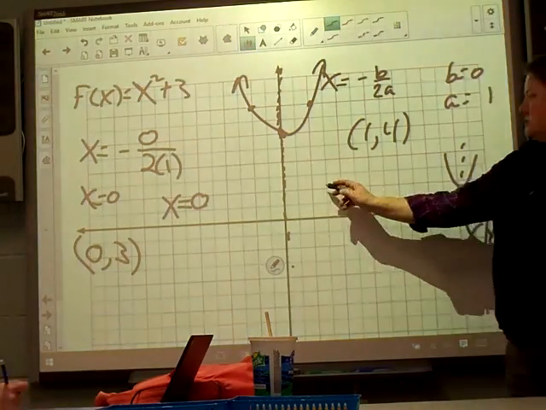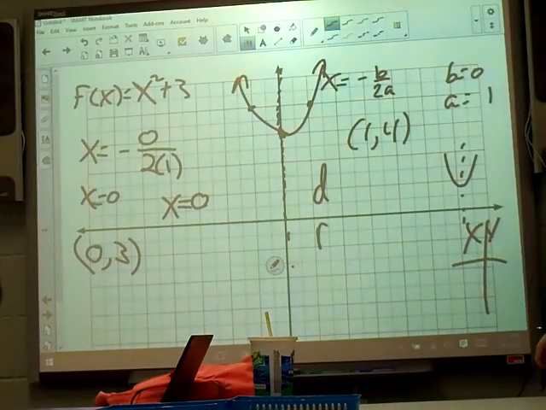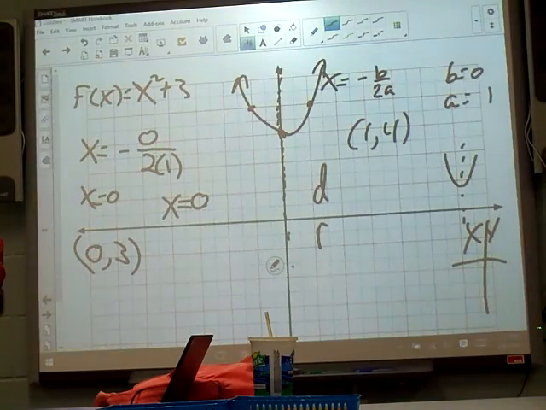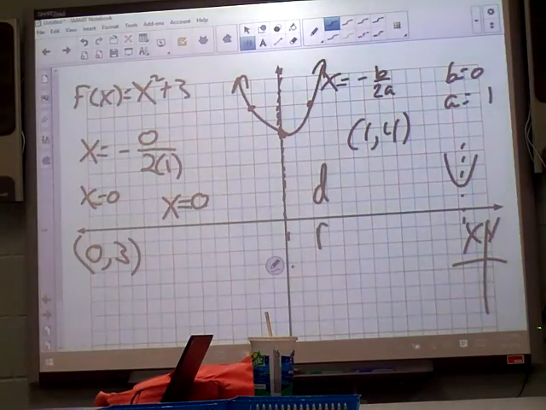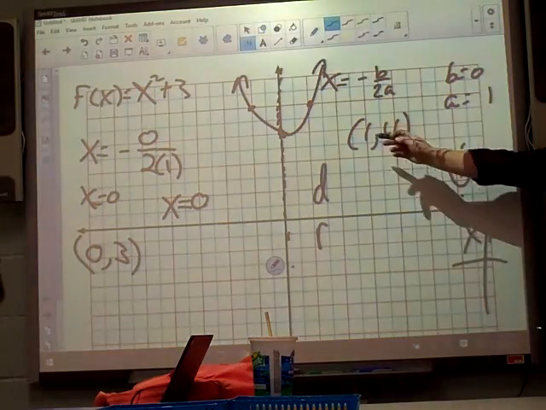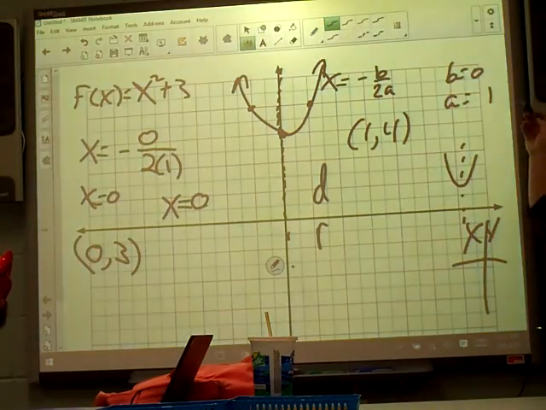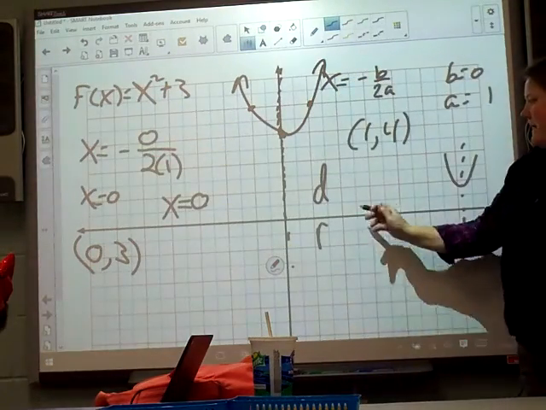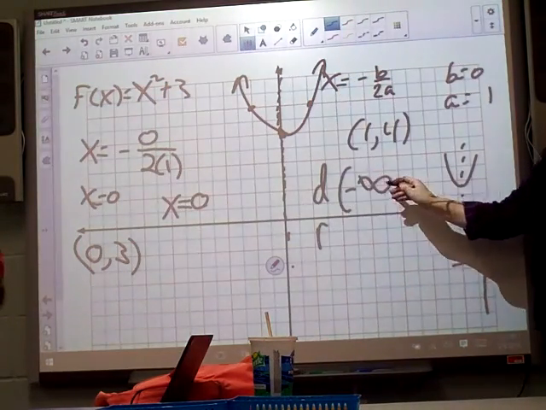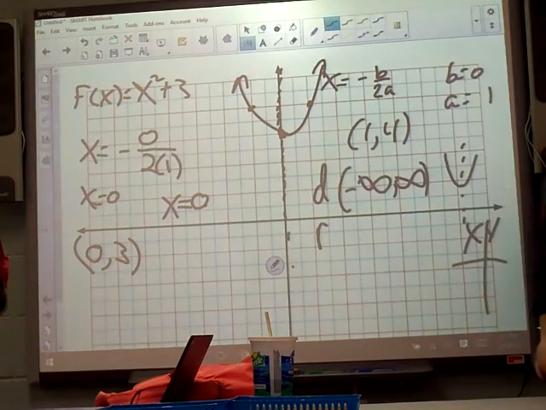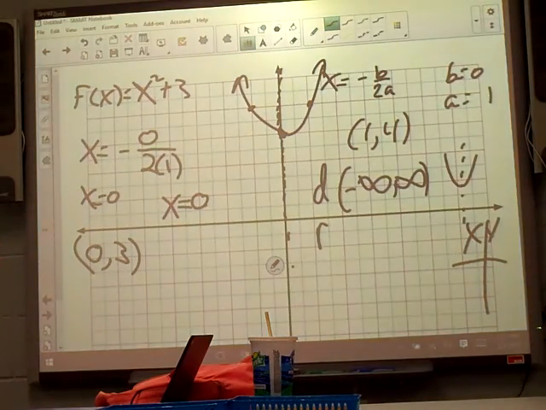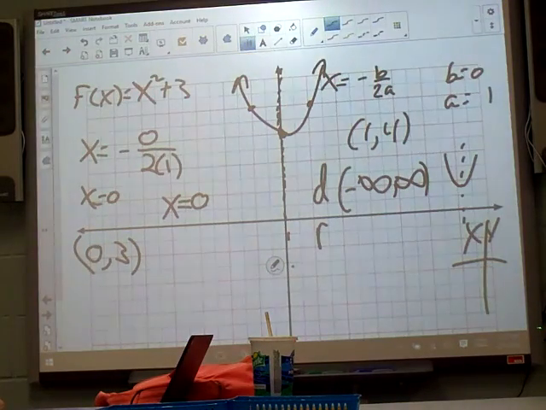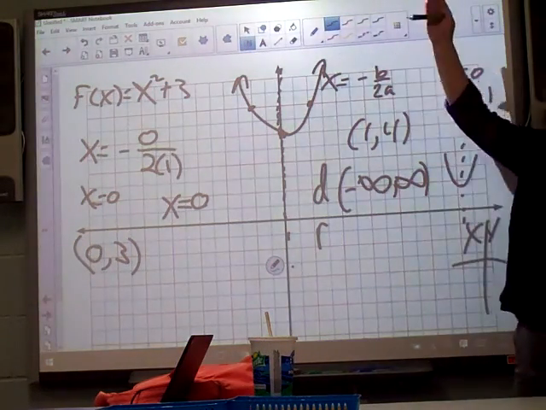Domain and range. I'm going to say D and R for domain and range. Remember, domain is your x's. Left and right. Is this thing ever going to stop reaching to the right? No. Is it ever going to stop to the left? No. So Zane's correct. It goes from negative infinity to infinity. Also known as all real numbers. All real numbers would be another way. Good job.